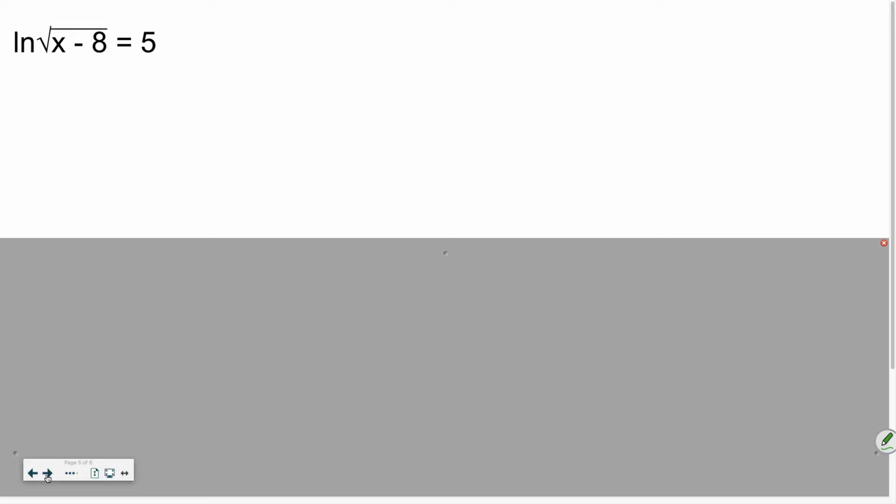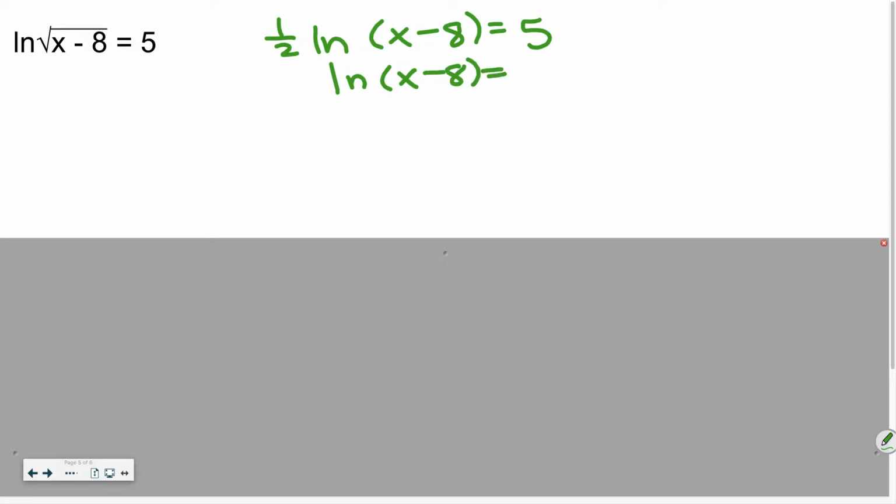Isn't the square root the same as like to the 1/2 power, so you can move the 1/2 in front of the natural log, so it'd be like multiplying? Oh, okay, so you said this is like a 1/2 power, so we could write 1/2 natural log of x minus 8 equals 5, like that. So then we could write the natural log of x minus 8 equals 10, right? And now that our natural logarithm is by itself, we can rewrite it. This is log base e to the 10th equals x minus 8.